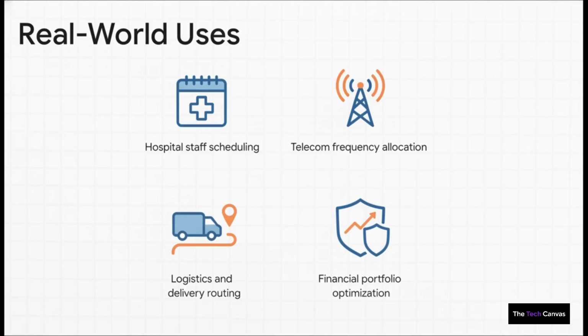Or take telecommunications. Telecoms use a variation of a classic CSP called map coloring to allocate radio frequencies to cell towers so they don't interfere with each other. From logistics and delivery routing to optimizing financial portfolios under strict risk rules, backtracking is working behind the scenes to assign constrained resources efficiently.